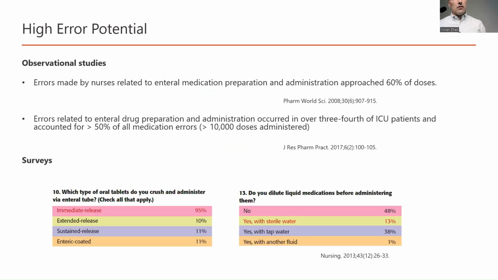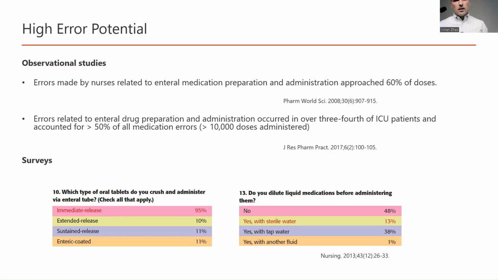Observational studies, we could see in the first one, errors made by nurses related to enteral medication preparation and administration approached 60% of doses. And then we have an observational study, which was conducted in an ICU with more than 10,000 doses administered. And you can see that errors related to enteral drug preparation and administration were seen in 3/4 of ICU patients, which accounted for more than 50% of all medication errors.